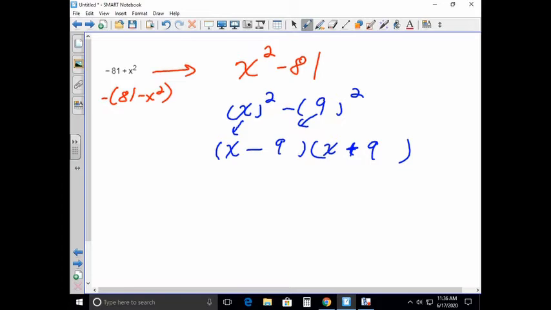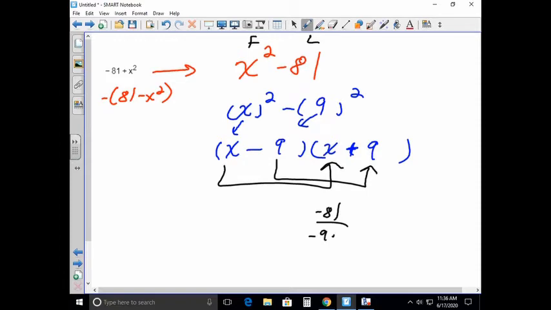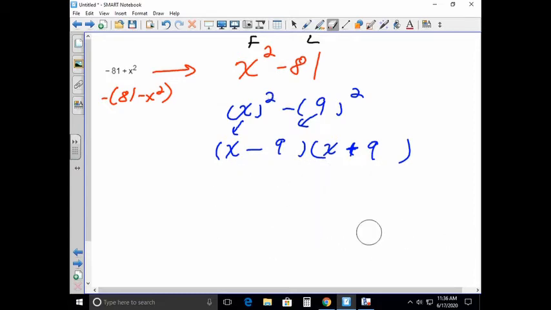In terms of the way we did it back in section 2, you could say this comes from the first, so x times x. This comes from the last, so -9 and 9. Since the middle term doesn't exist, the middle term has to make 0. So what numbers multiply to make -81 and add to make 0? Well, -9 times 9 makes -81. -9 plus 9 makes 0, so that's why we don't have a middle term. But to a lot of us, that's a little confusing, so no need to think of it in that connotation.